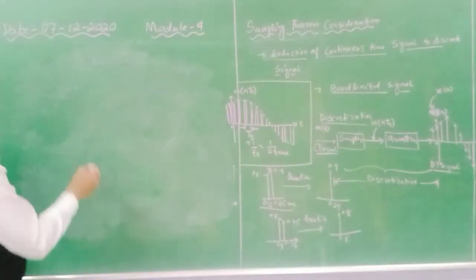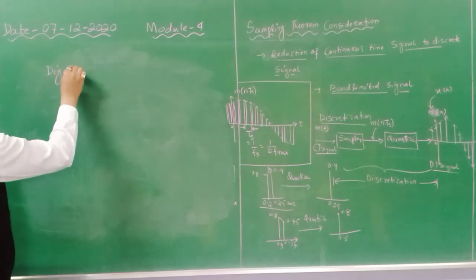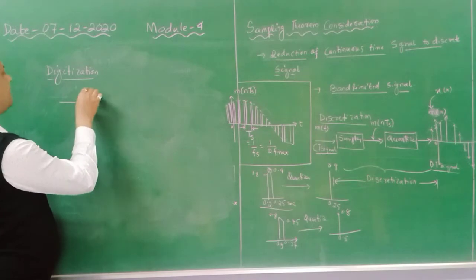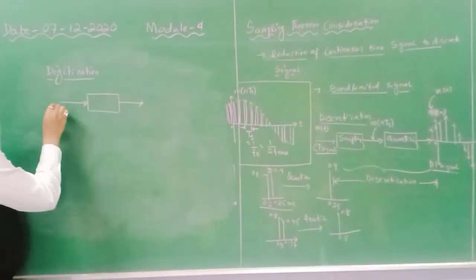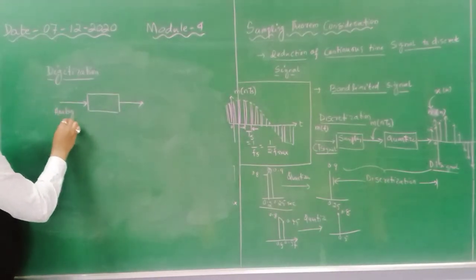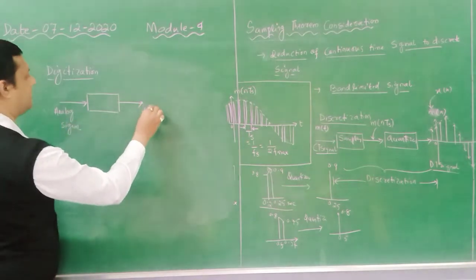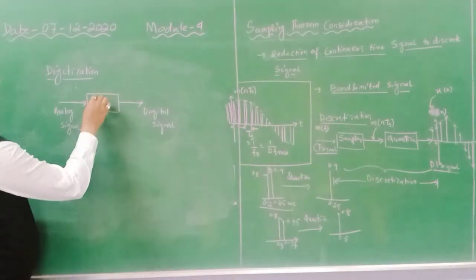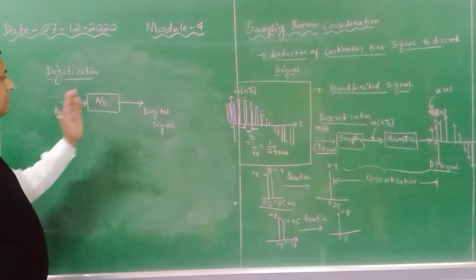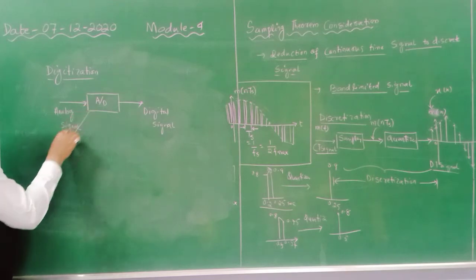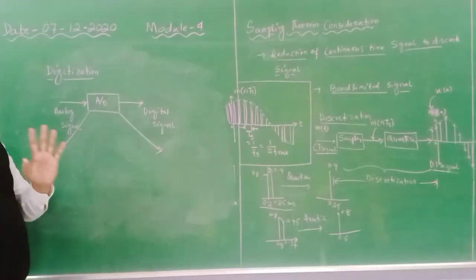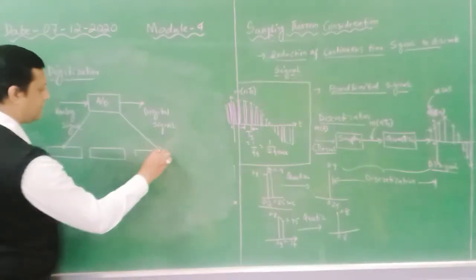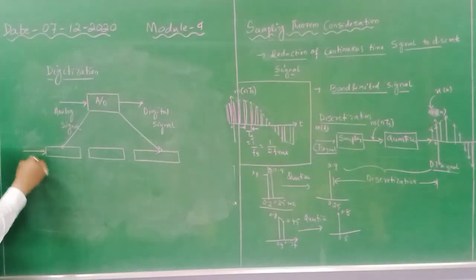So that is called discretization. Now, digitization means a device in which I provide an analog signal, and the output becomes a digital signal. Digital signal means binary outputs, 1s and 0s combinations. So this device is called an AD converter, which converts an analog signal into a digital signal. But this AD converter has three basic components. What are the three basic components? First, the sampler.